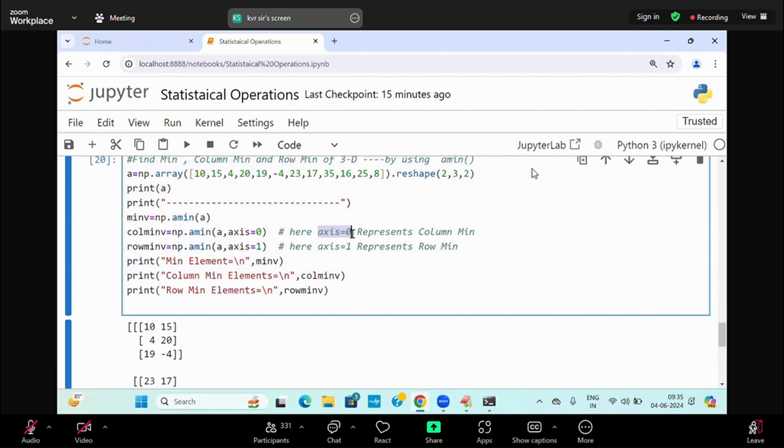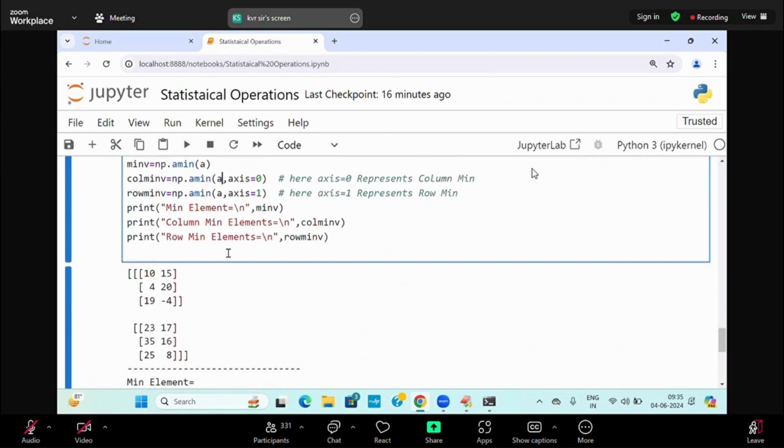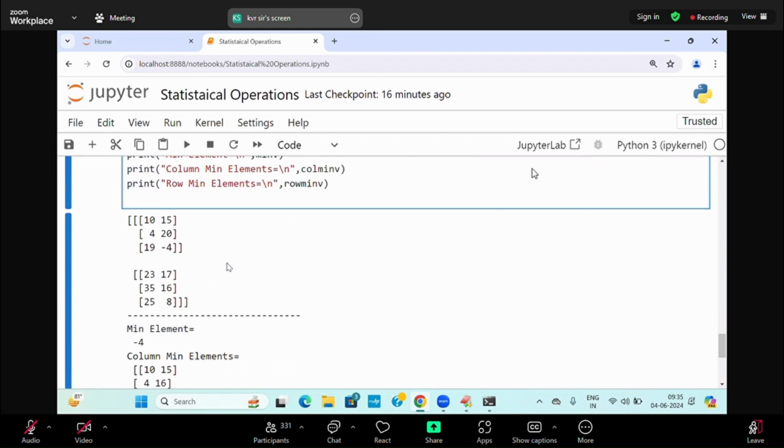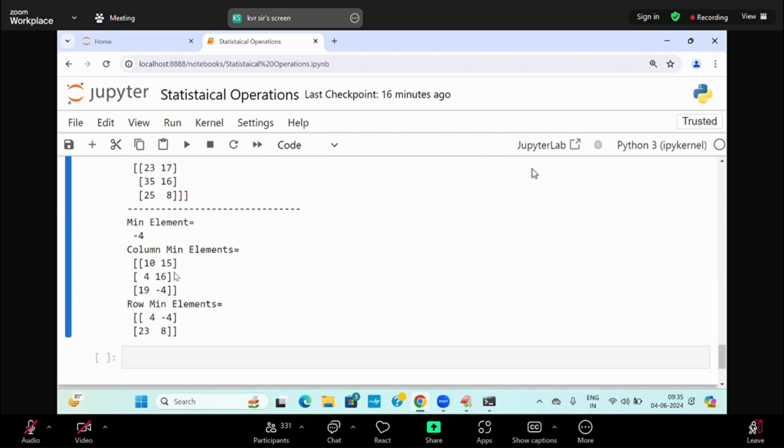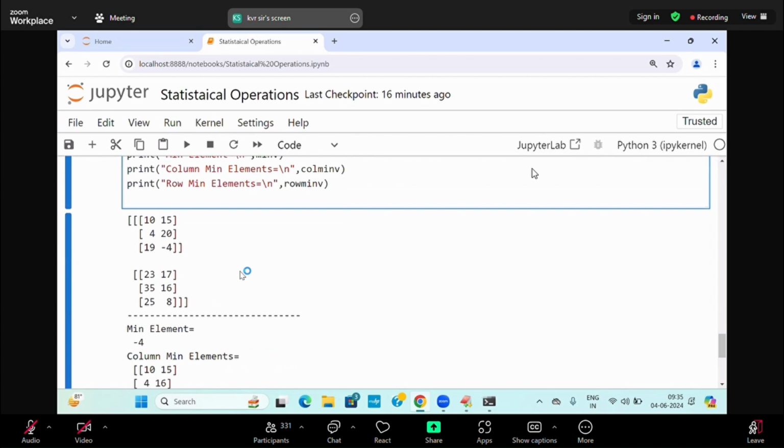Here, axis is equal to 0. A of axis is equal to 0. It is going to give you column min. Yes, got it. One minute, students.